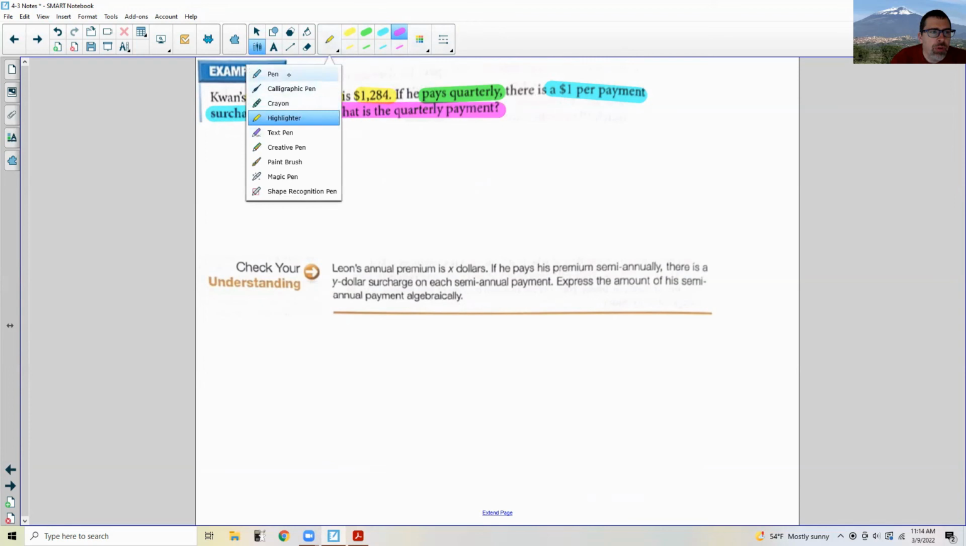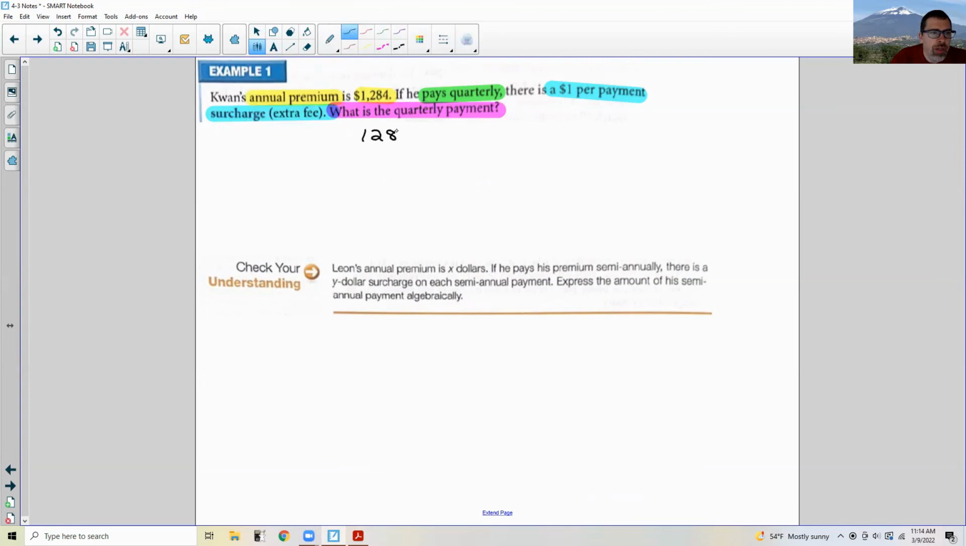Okay, so annual is $1,284. I divide that by 4 for quarterly, and I get 4 goes into 12 3 times, 4 goes into 8 twice, 4 goes into 4 once. It is $321 per quarter, but don't forget that $1 surcharge fee. So the answer to this question is $322 per payment.